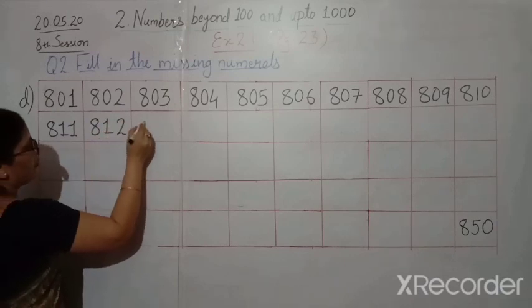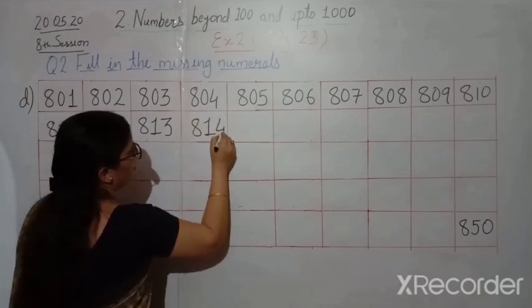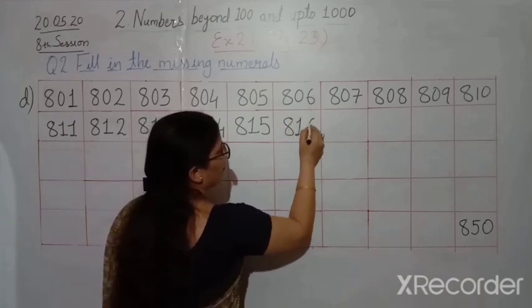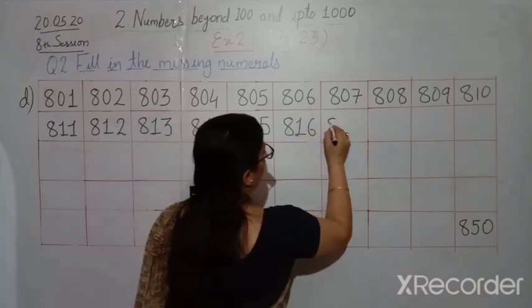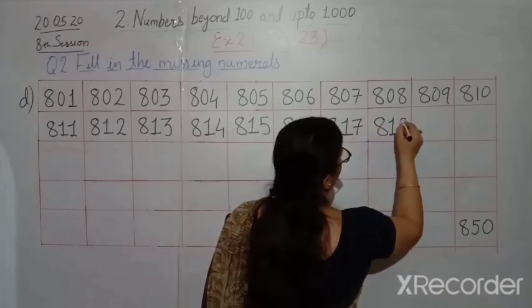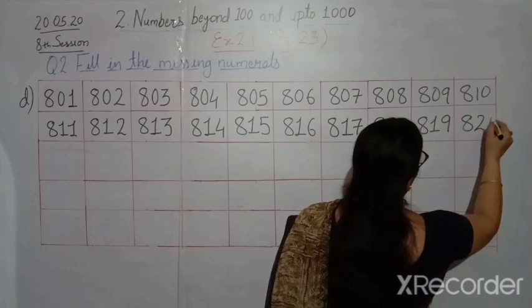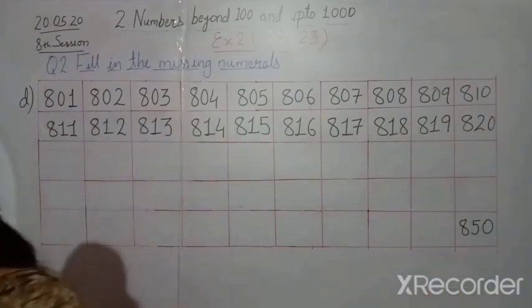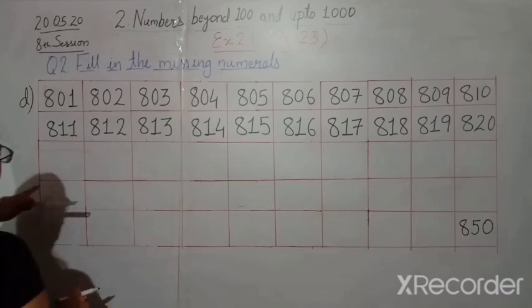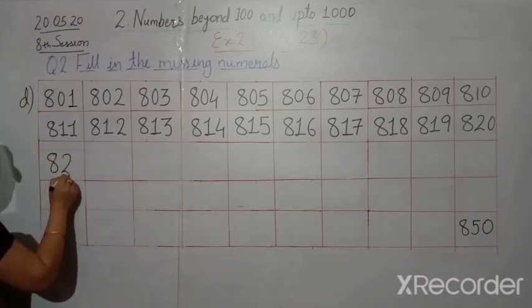812, 813, 814, 815, 816, then 817, 818, 819, 820. Second line is also done. Now, what will come after 820? It will be 821.